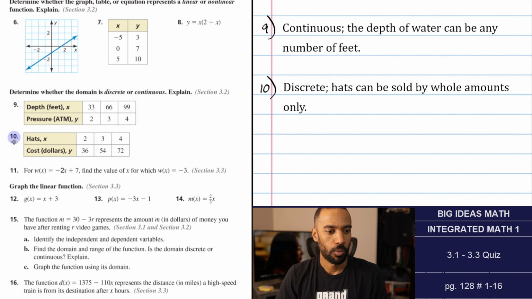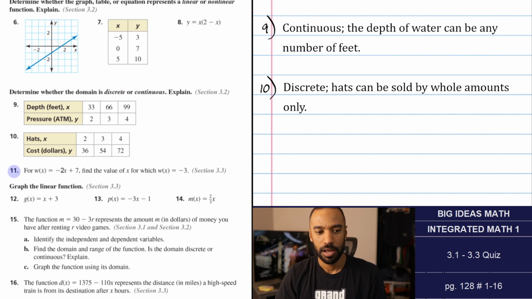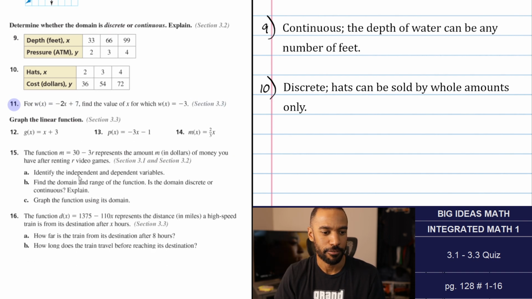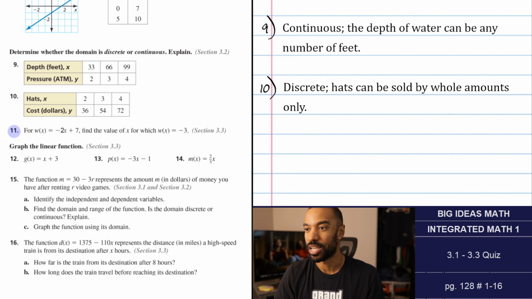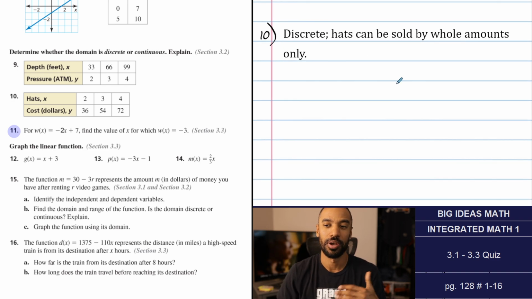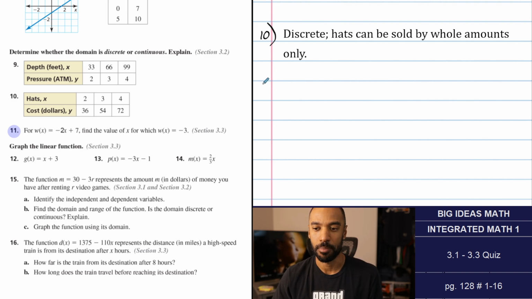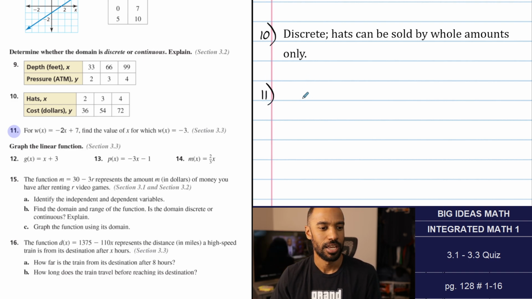Number 11, for W of X. Okay, this is section 3.3. This is function notation. We're probably more used to seeing f of x. Actually, you don't get the luxury of seeing f of x anywhere on here. So you're like, hey, y equals f of x. Okay, I'm actually learning that. I'm learning y equals f of x. W of x, what the heck is that?